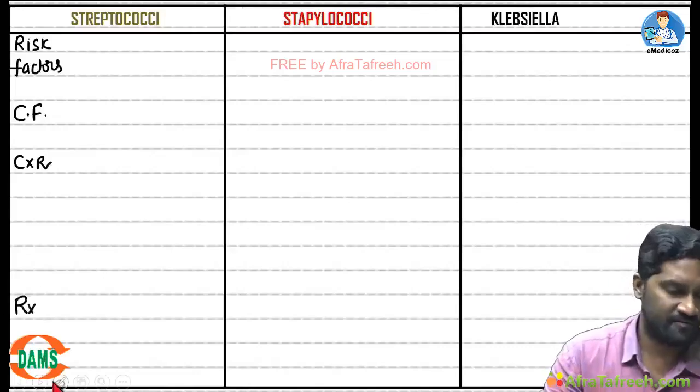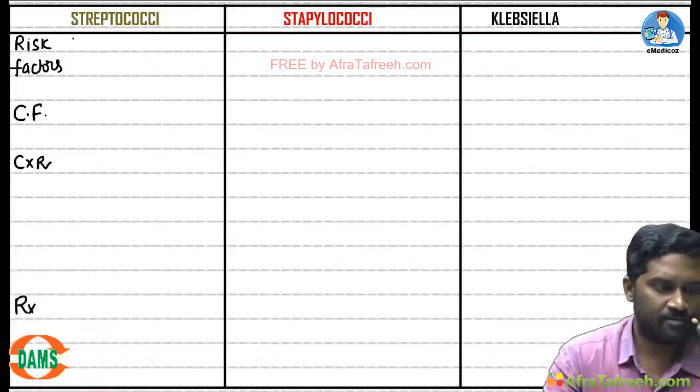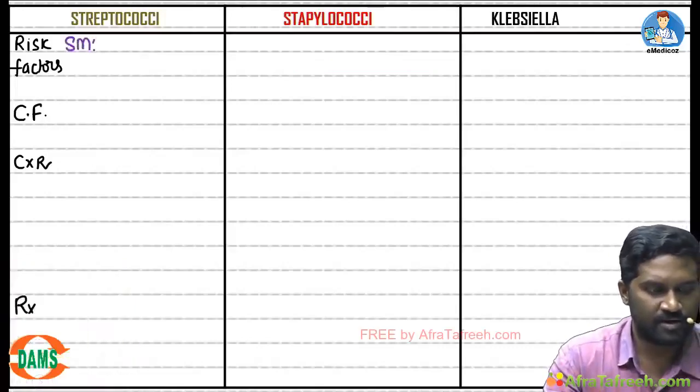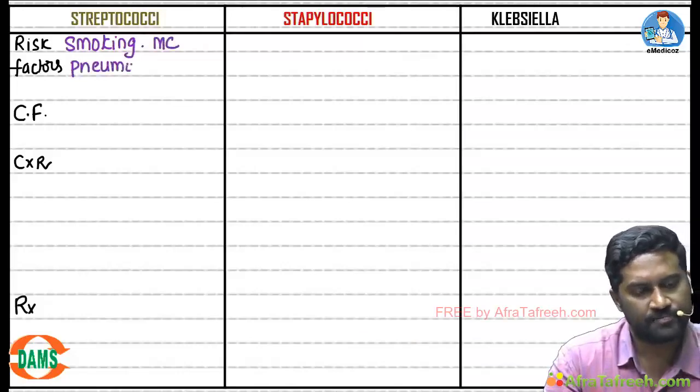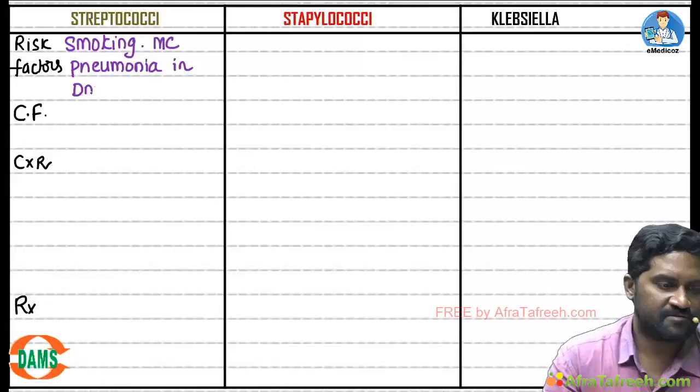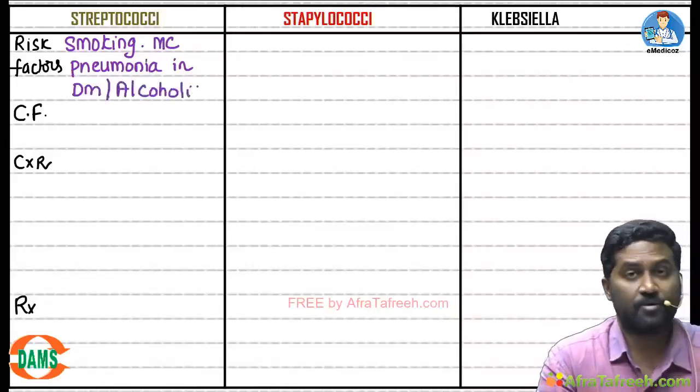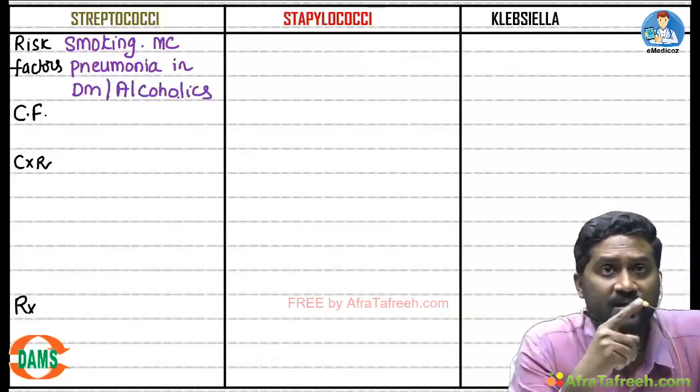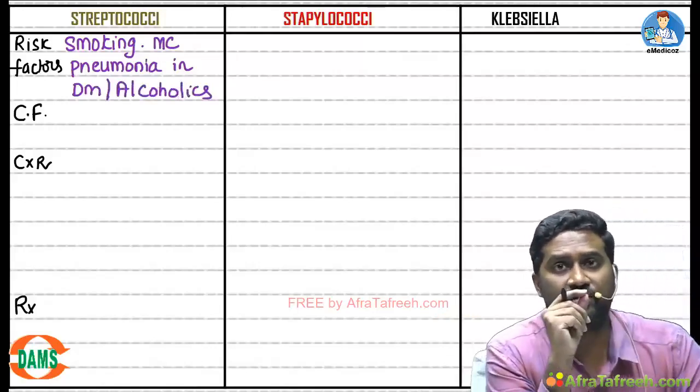Coming to risk factors, for streptococcus pneumonia, smoking is an important risk factor. Streptococcal pneumonia is the most common pneumonia happening in diabetics and alcoholics.